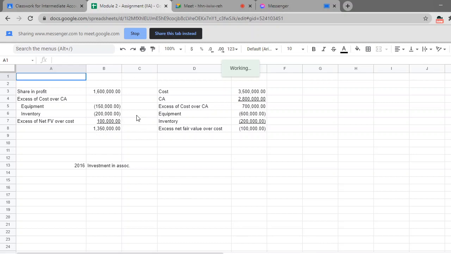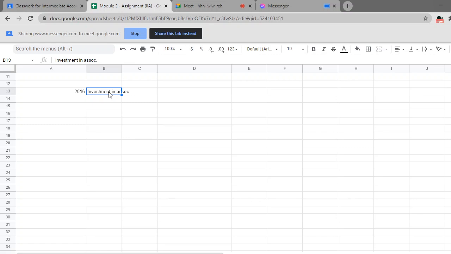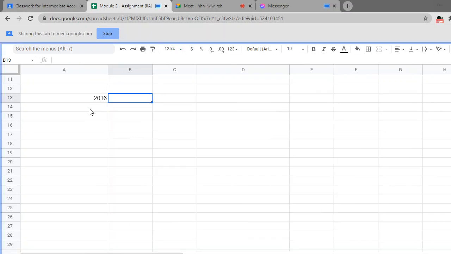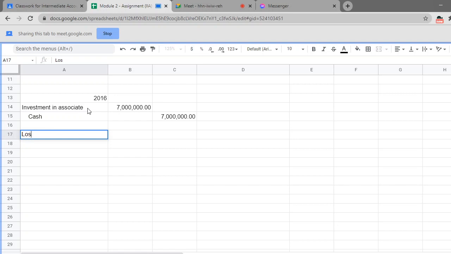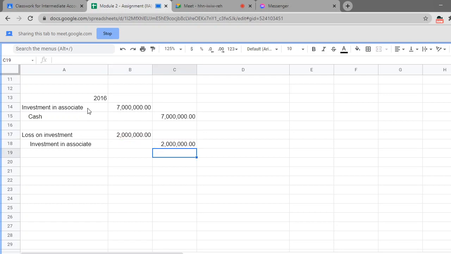Okay. So, back to our journal entries. In 2016, we have investment in associate. Debit investment in associate and credit cash, for 7 million. Was 7 million what we paid? Yes. And then eventually the company experienced a loss. So we will have a loss on investment, and a loss is credited to the investment account. Our share is 40% and their loss was 5 million. 5 million times 40%, we have a 2 million share in their loss. Looking at our entries, 7 million less 2 million, so the balance is 5 million.